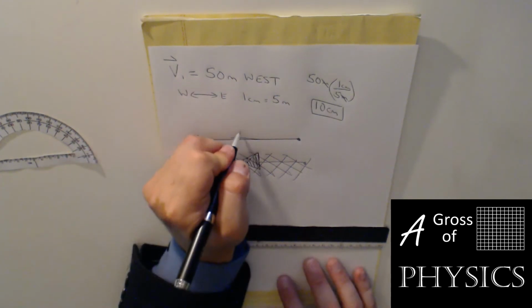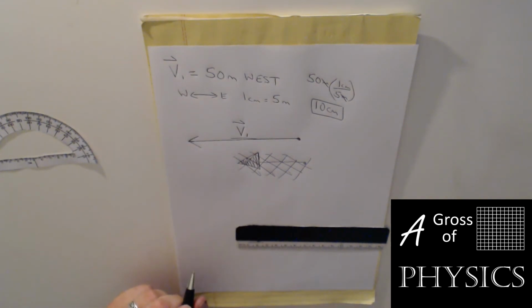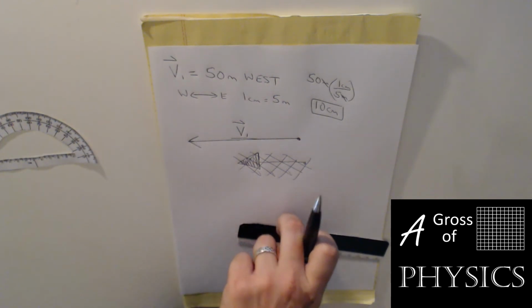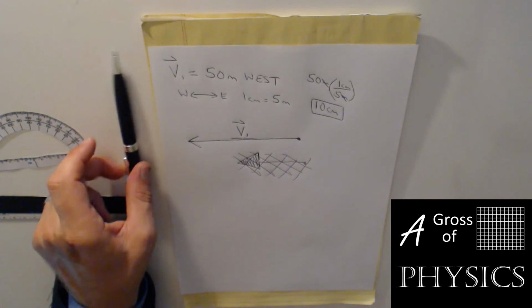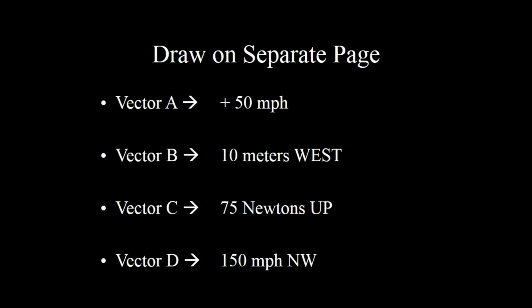Now finally, what I would want to do is label it V1, put my half arrow because we're in the vector section, and that's how you draw a single vector that's represented by a single coordinate axis, in this case east and west. What we'll do now is a couple of practice problems that show more samples in one direction.